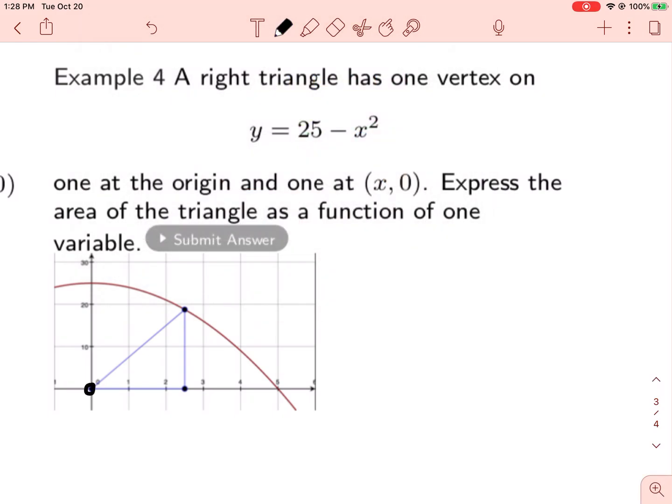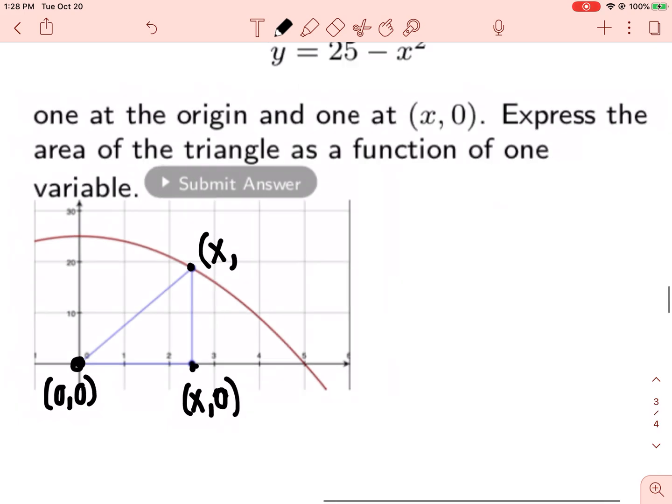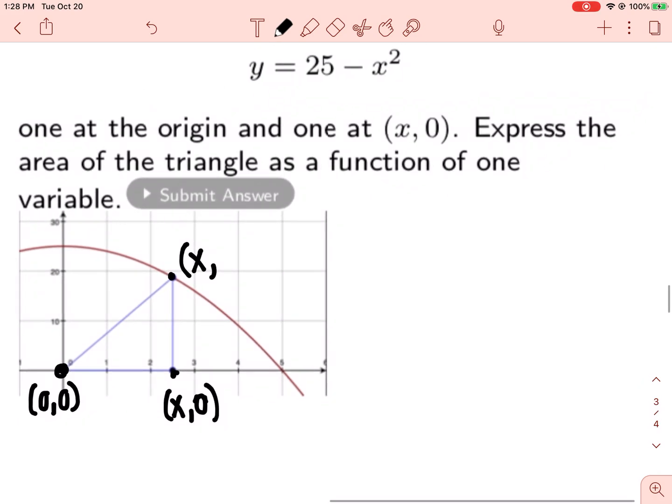One is at the origin, so this is the point (0, 0). This is the point (x, 0). And then the other point is going to be actually on the circle right here. This is the point (x, y). The y value is given up here. The y value is 25 minus x squared. Depending on whatever that x value is, that's my corresponding y value.